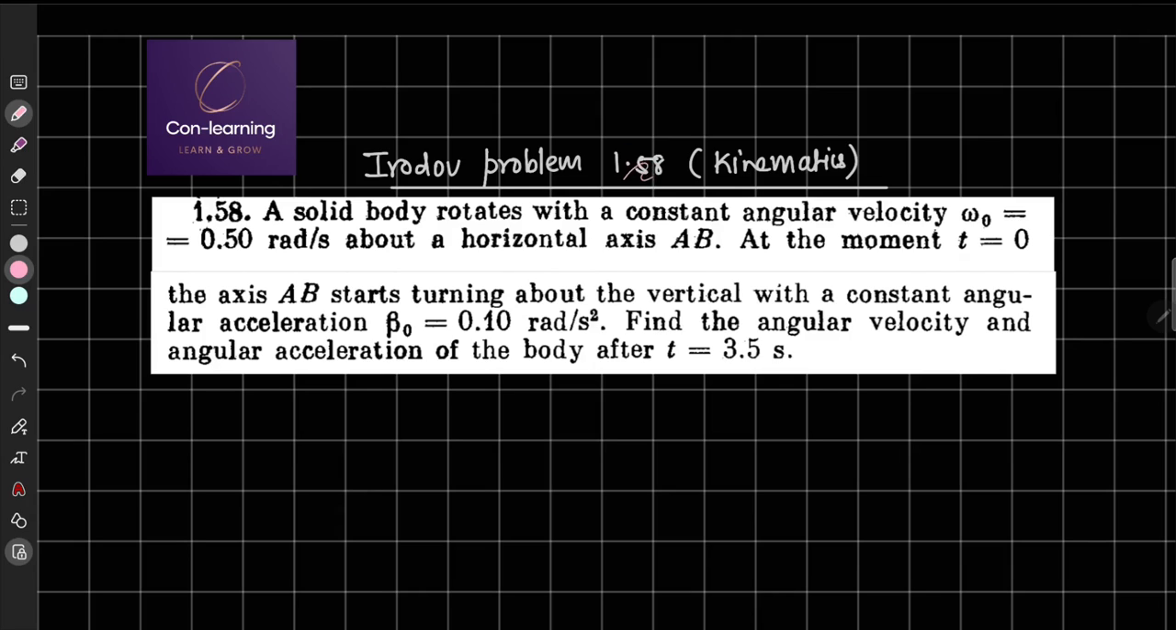Hello everyone. In this video, we are going to solve problem number 1.58 from Irodov, and that is related to kinematics. So let us first understand the problem and then we will solve the problem step by step.